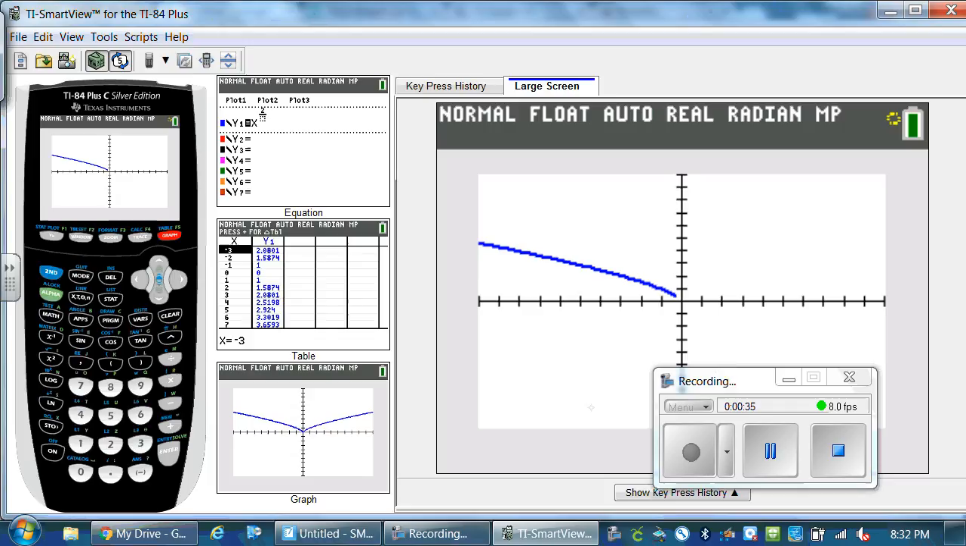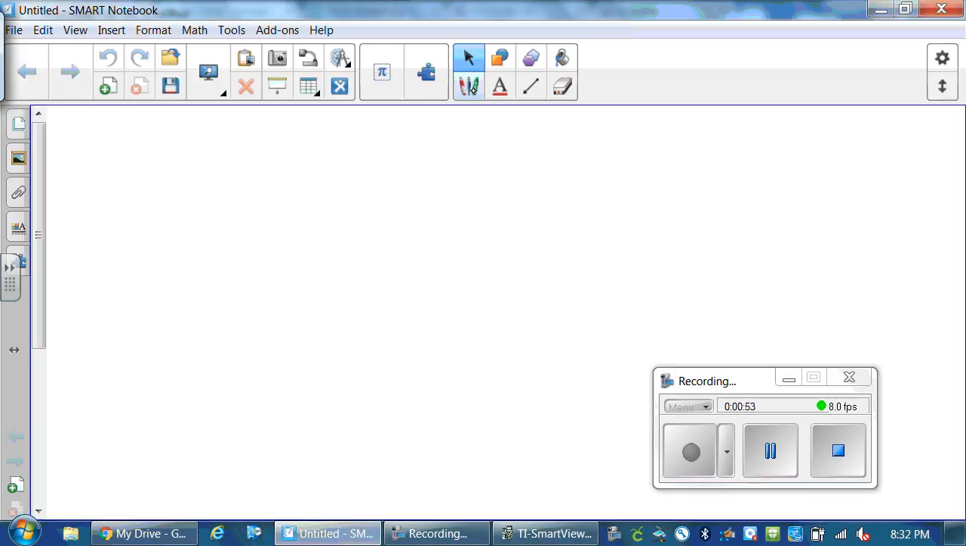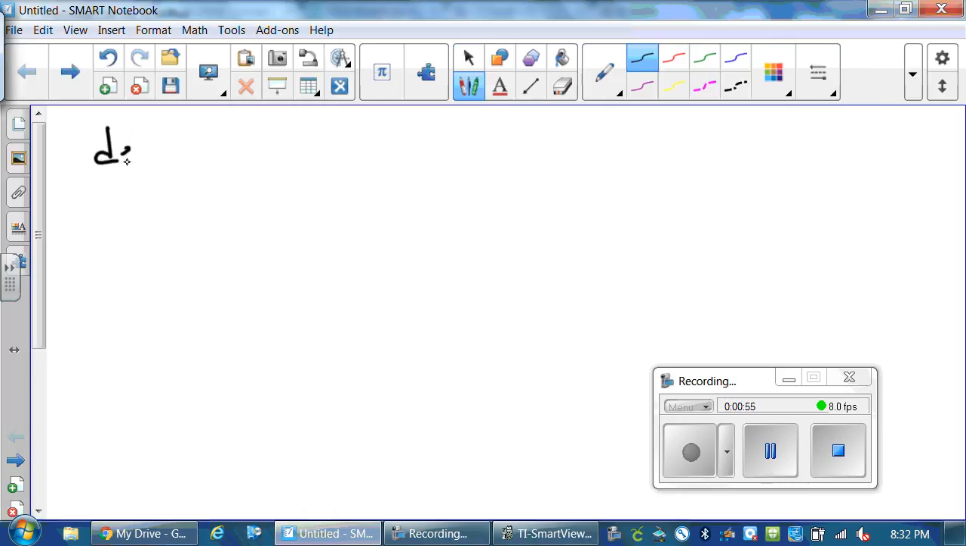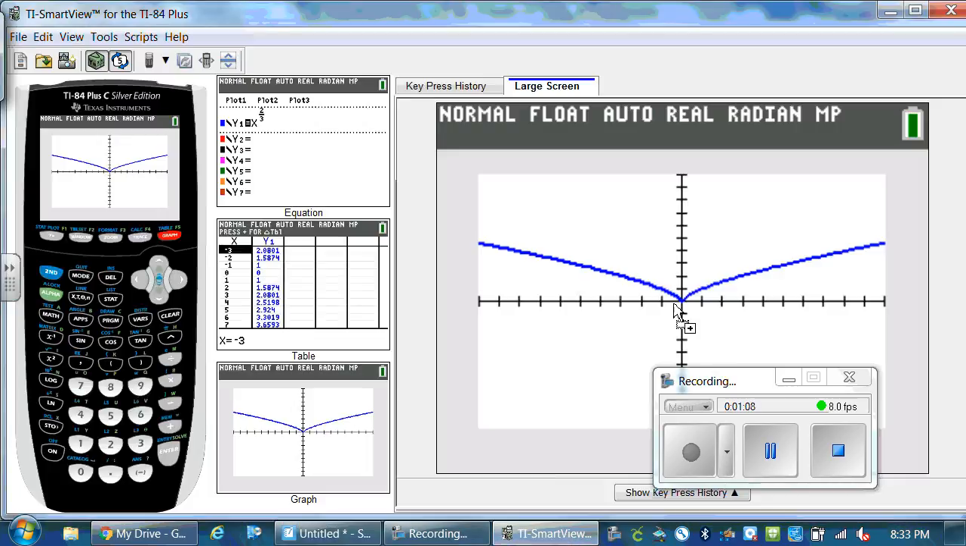It appears to be decreasing until I get to this point and then increasing from there. This point right here is (0, 0). I wish I could write on here, but I don't think I can. I'm going to say that it is decreasing from negative infinity to 0, and then increasing from 0 to infinity. Decreasing from negative infinity until I get to 0, increasing from 0 to infinity.